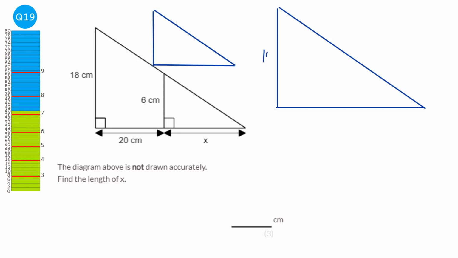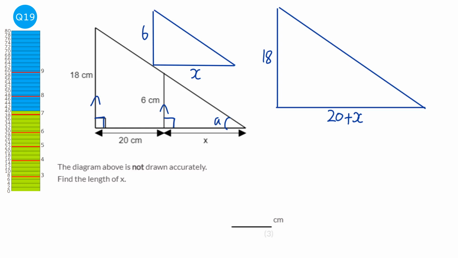We can label the sides of them as 18. Now this long length would be 20 plus x, 20 centimeters plus x. Then we've got 6 here and we've got x here. Now the two triangles are similar because the sides here, we know they are parallel because they are right angles, and they share an angle here, which we can just label as A.